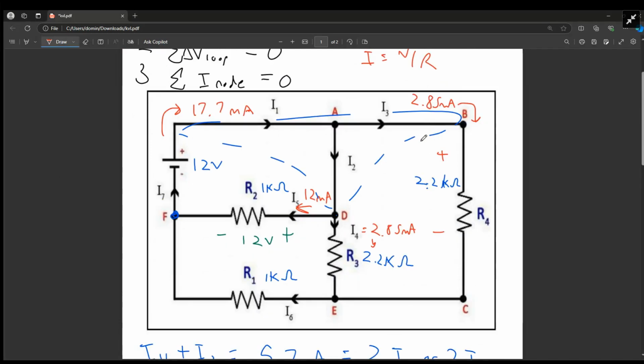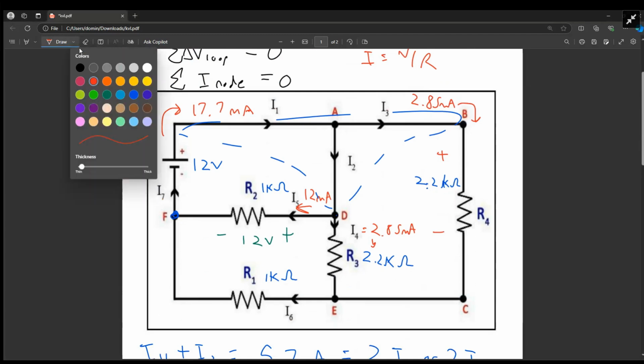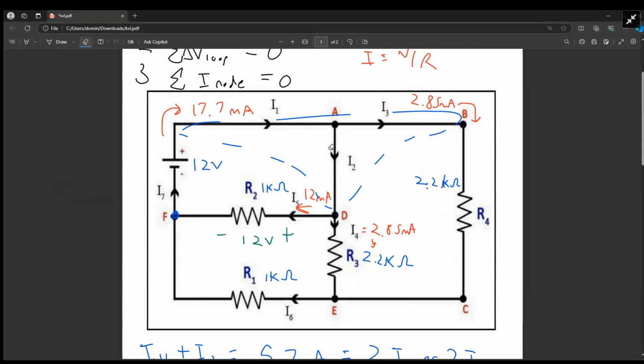And like I said, their voltage drops will be the same. So I could just do V equals IR and multiply these. 2.85 times 2.2. Remember, this is kilo ohms times milliamps, so the kilo and the milli will cancel. It'll be 6.27 volts across both of them. I forgot I was supposed to write these in green. This will be 6.27 volts. This is also 6.27 volts.